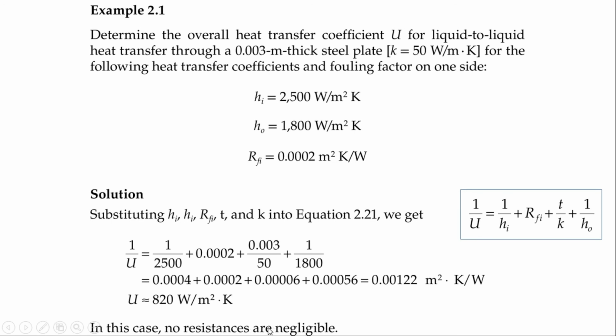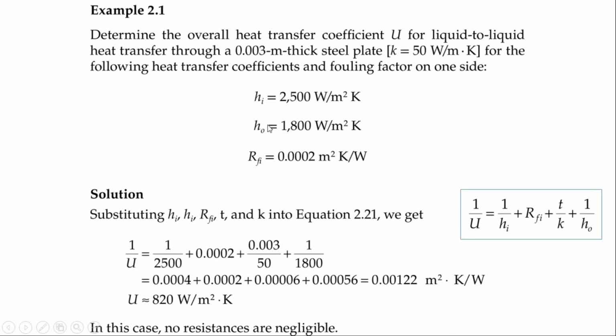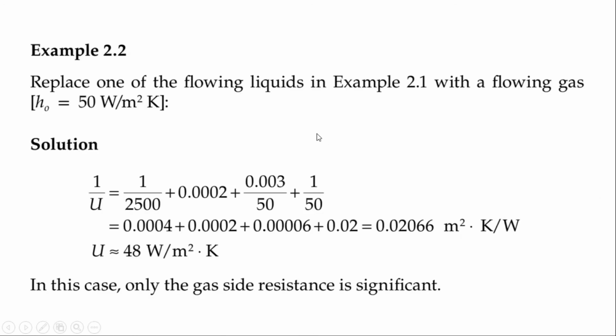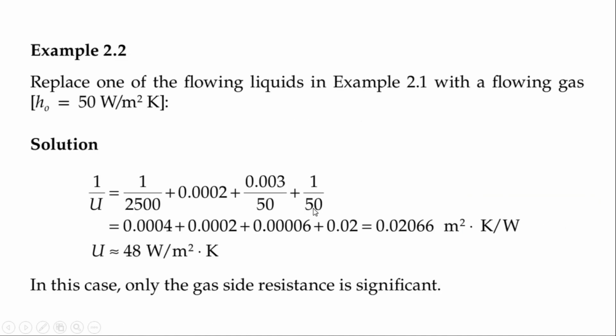After combining all the resistances, you come to the conclusion that no resistance is negligible. In the second example, replace one of the flowing fluids in example 2.1 with a flowing gas. So H naught, which was 1800 watt per meter square per Kelvin for the liquid, we will replace with the gas value of 50 watt per meter square per Kelvin. After putting in all the values, you will get an overall heat transfer coefficient of 48. We have just changed the value from 1800 to 50, and 1 over 50 will be 0.02.